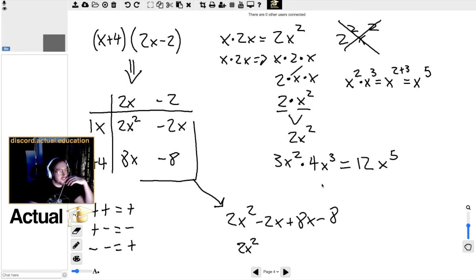Let's remember when we're grouping terms, we're looking for things that have the same level of x. They call it the power. So it's negative 2x and positive 8x. What's negative 2 and positive 8? What does that become? Positive 6. Good. Plus 6x, and then minus 8. Done.